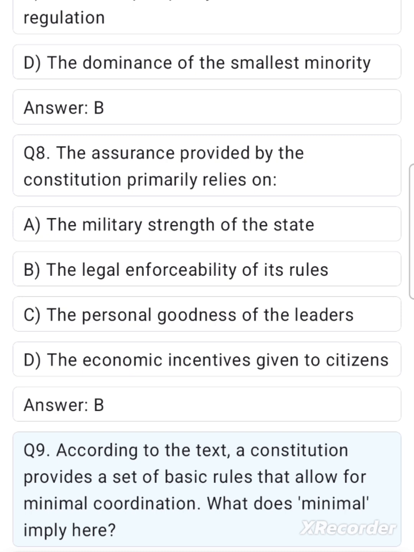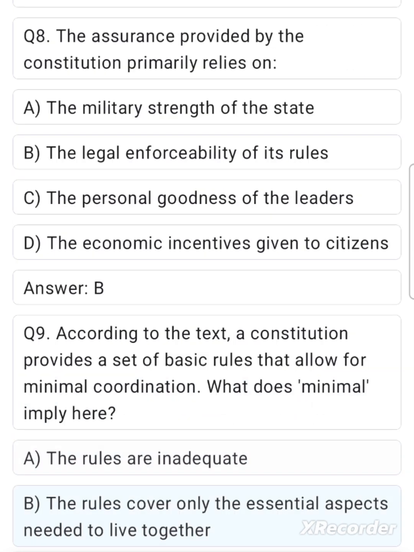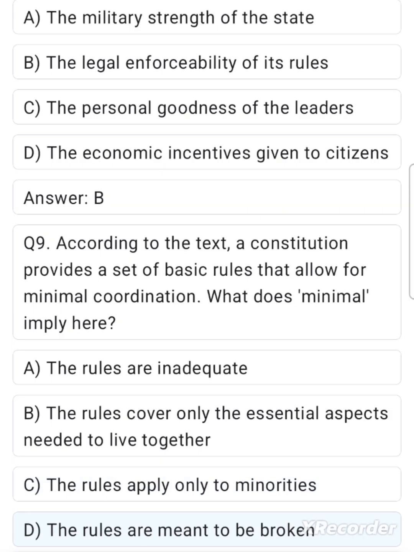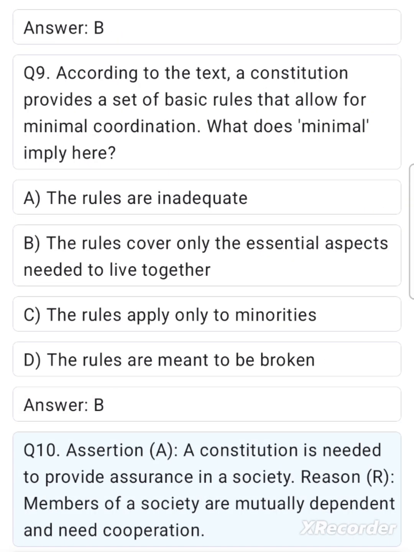Q9. According to the text, a constitution provides a set of basic rules that allow for minimal coordination. What does minimal imply here? A. The rules are inadequate. B. The rules cover only the essential aspects needed to live together. C. The rules apply only to minorities. D. The rules are meant to be broken. Answer. B.